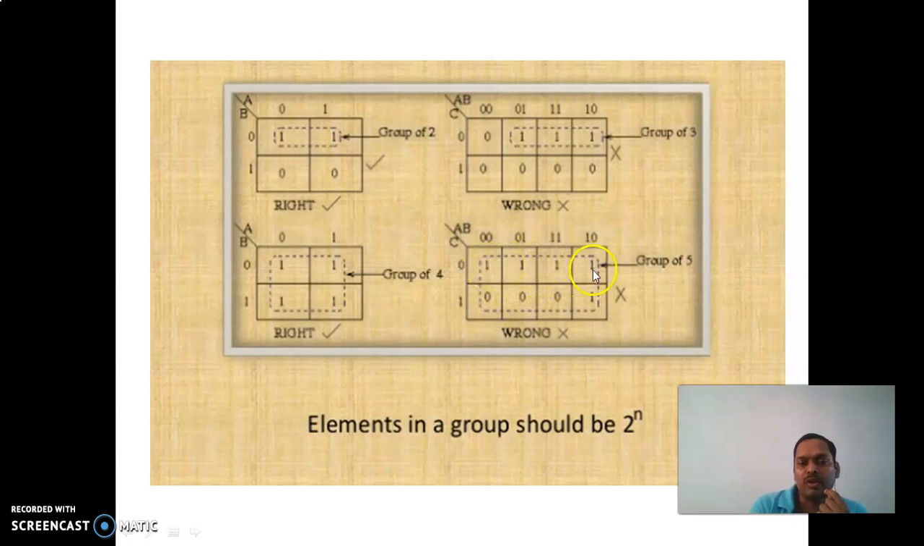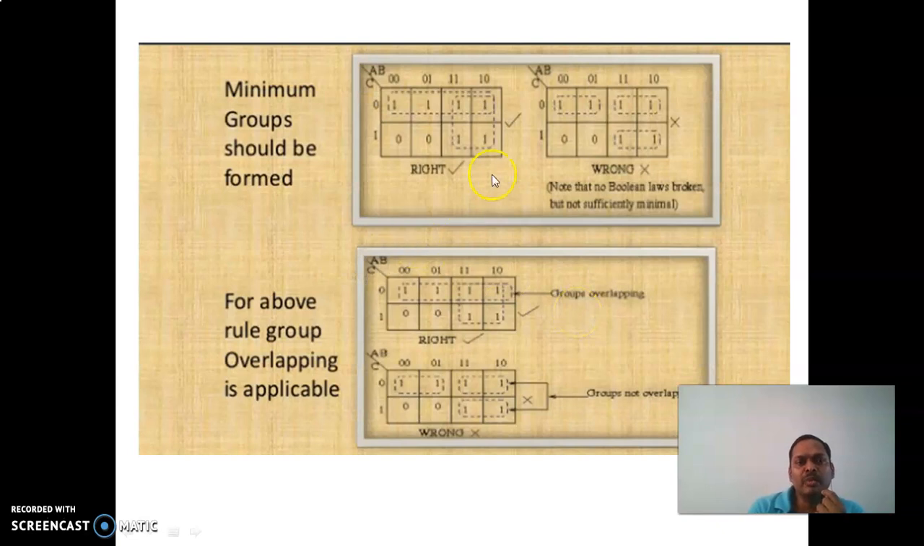So if we have it like this, we can map these upper 4 as one group, and these 2 as one more group like that. We can't map these ones. And the minimum group should be formed like this. So if we have the minterms in these cells using the 3 variable K-map, we can map all the top 4 as one group and these 4 as one more group.